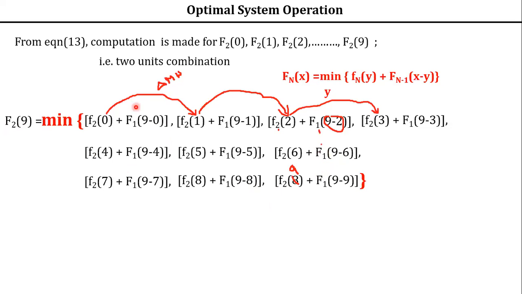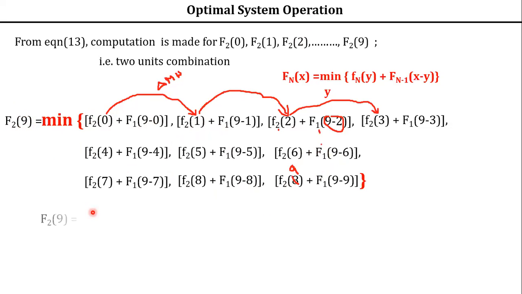Hope this is how you have to write. Now what you have to find out? You have to find out these values, each combination value. After determining the combination values, which combination has got the minimum value? Because the whole is minimum. Whichever has the minimum value will be the value of your F2 of 9. So that's what we have to do.